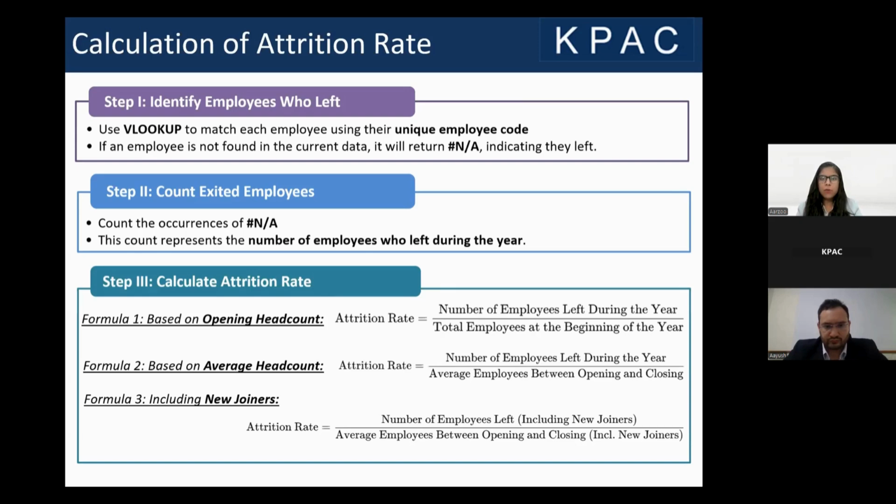You can see the second formula is based on the average headcount. Using the average headcount instead of just the opening headcount provides a more balanced view, especially in companies with fluctuating workforce sizes. Then comes the third formula, which includes the new joiners also. This formula factors in new joiners, giving a more dynamic measure of workforce changes over time.